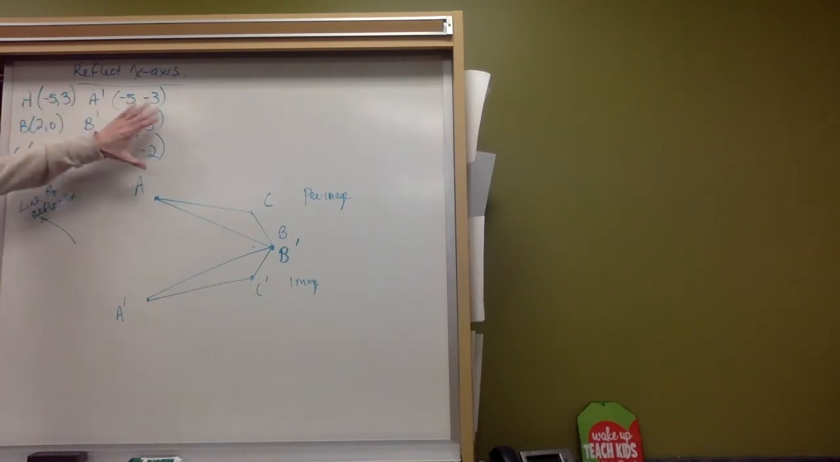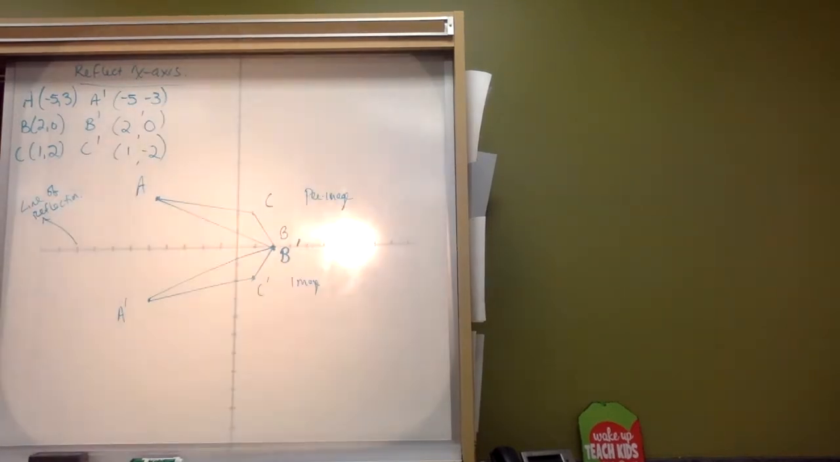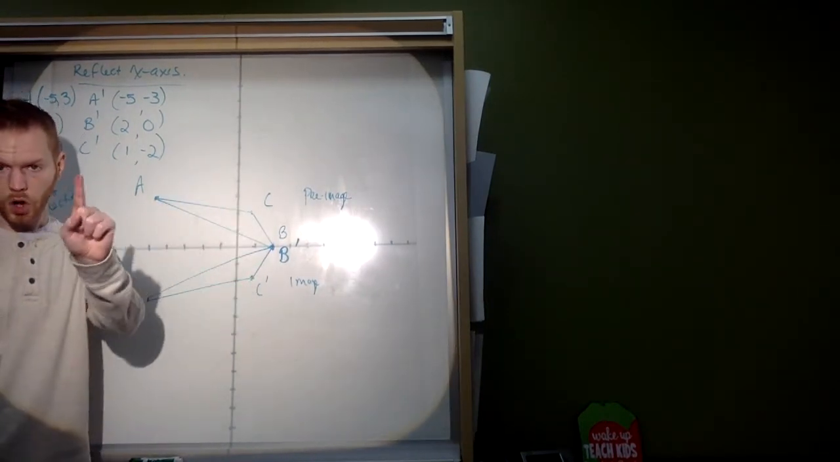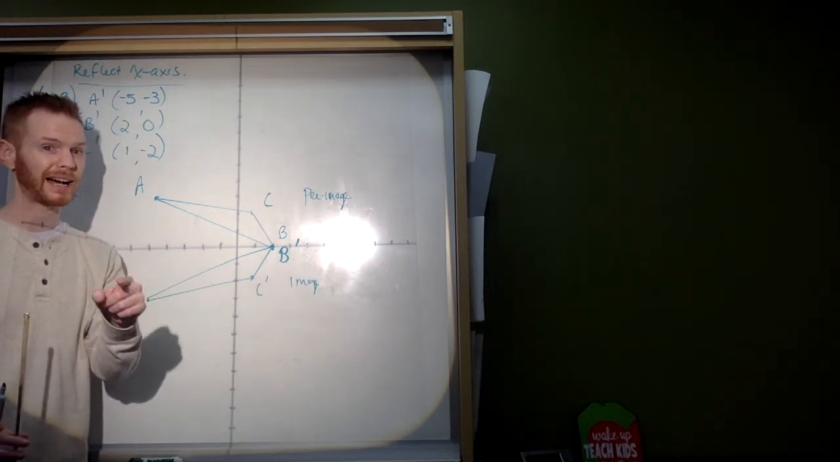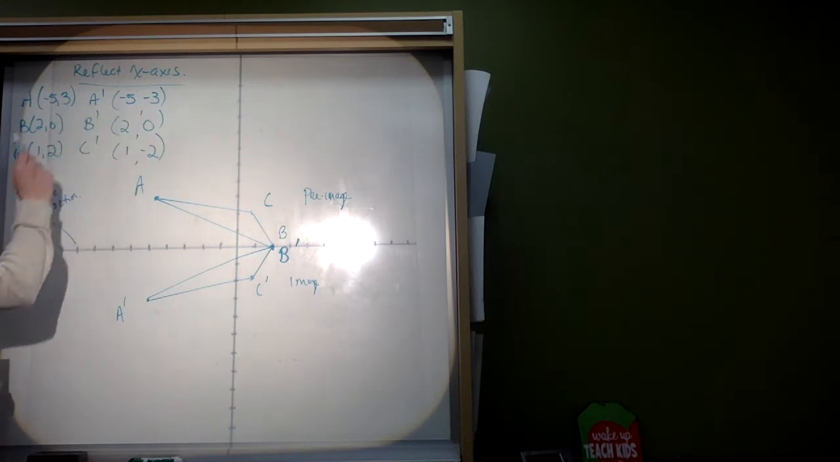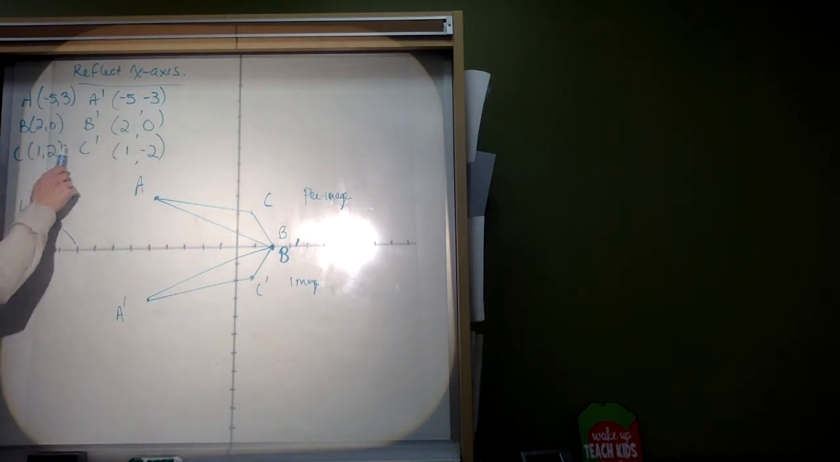If we compare these guys, I notice that the x-coordinate never changes. And if we look at the graph, we can see that the x-coordinate never changes. Only the y-coordinate does, and specifically, it changes by the sign of it, right? Look at this. We start at 3, we go to -3. 0 is 0, there's no opposite of that. 2 to -2.